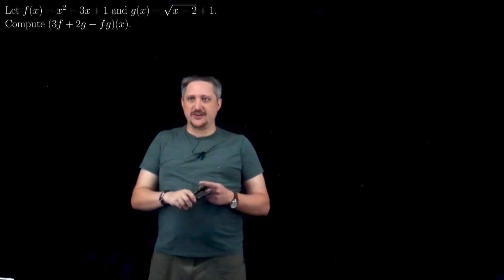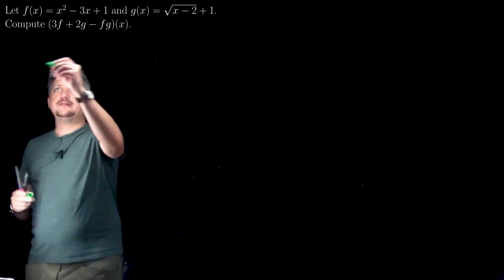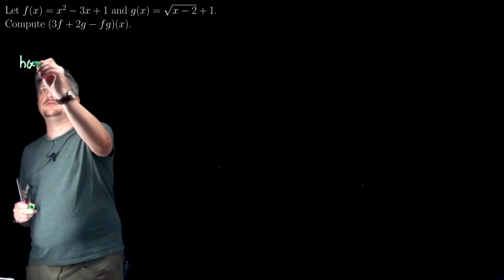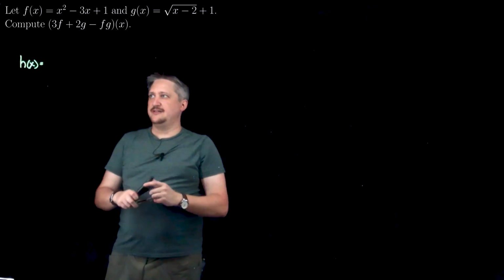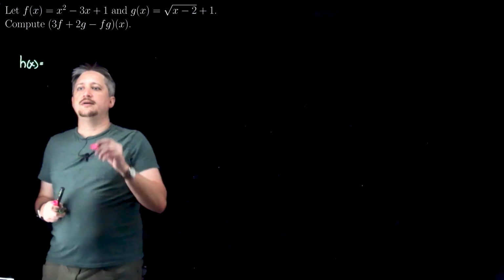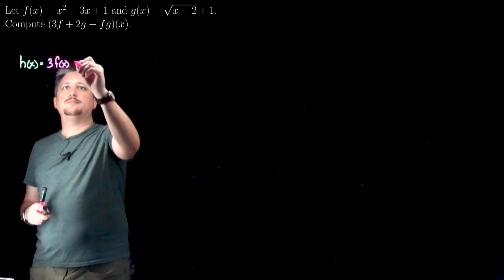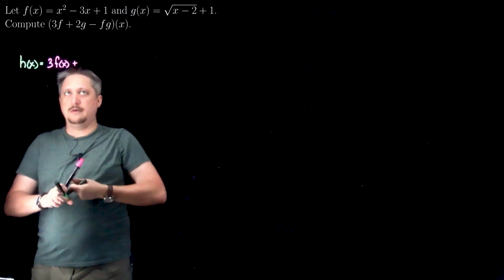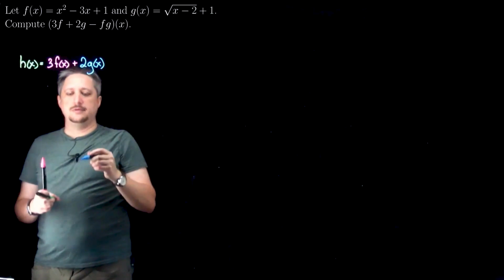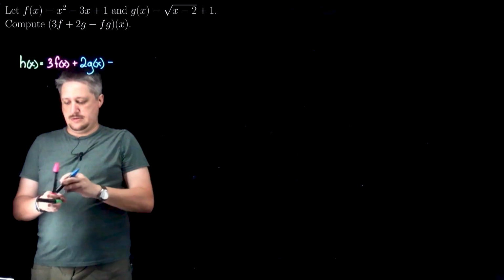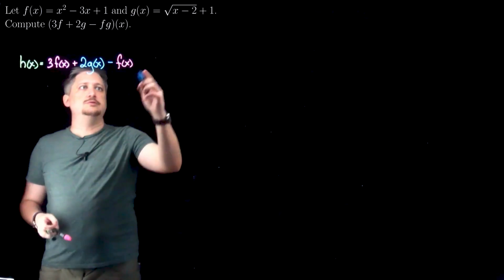So you could think of this, for example, if you wanted to, and to be clear, this isn't necessary as part of the solution process, but I just want to be clear. If you have some h of x defined as, let's say, 3 times f of x plus 2 times g of x minus f of x, g of x.